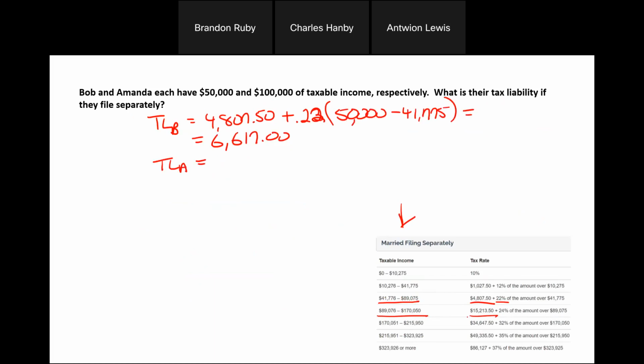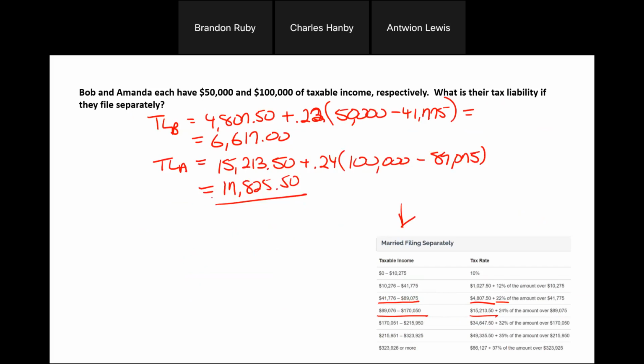And then Amanda goes to the next bracket: $15,213.50 plus 24% times 100,000 minus $89,075. That's $17,825.50. So we add the two tax liabilities together and get $24,442.50.